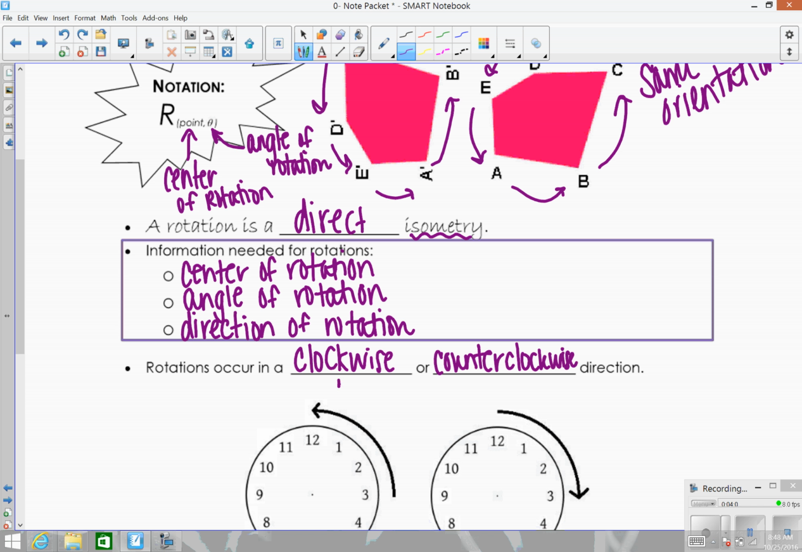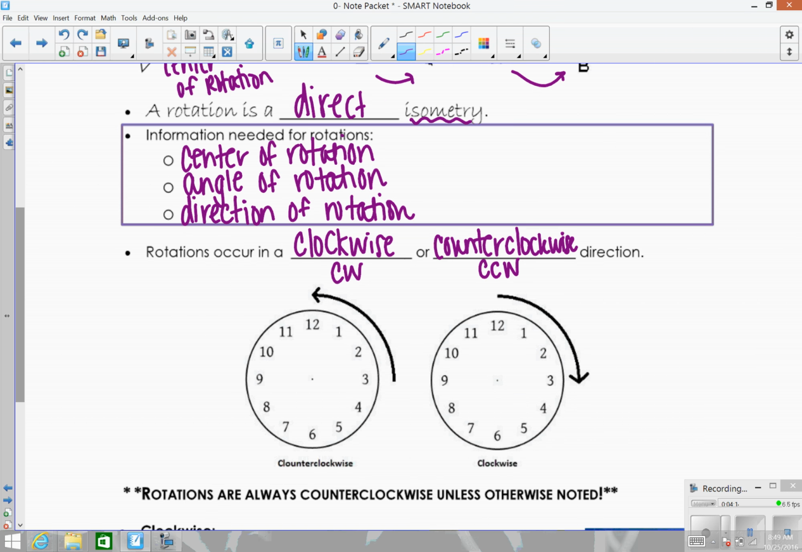And for clockwise, a lot of times you'll just see CW. Counterclockwise, you'll see CCW. But that's really a good habit to get into. Anytime you're talking about rotation, talk about the direction. Counterclockwise is the opposite direction that the clock moves, where clockwise is the same direction as the clock moves. So if you're not sure, look at the clock in the room. The way that it's moving is clockwise, and counterclockwise is the opposite direction.